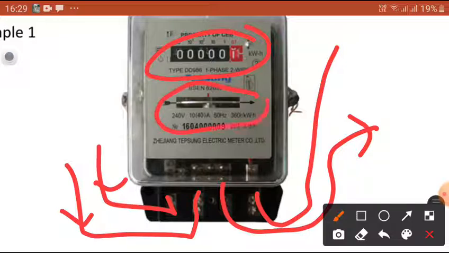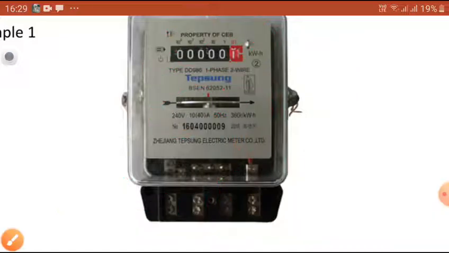In the olden days, an aluminum disc would rotate at that instant. If the load is more, the speed of the disc is more. If the load is less, the speed automatically reduces. That indicates how much energy is being consumed at that instant. The disc is connected mechanically to a gear system which continuously records the values. So this is the integrating instrument.